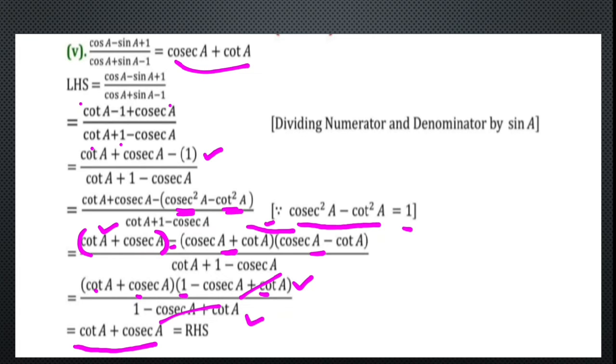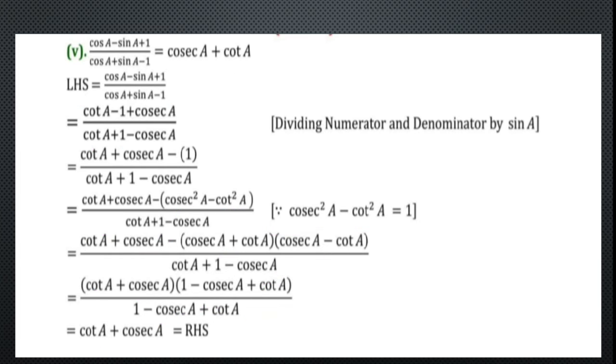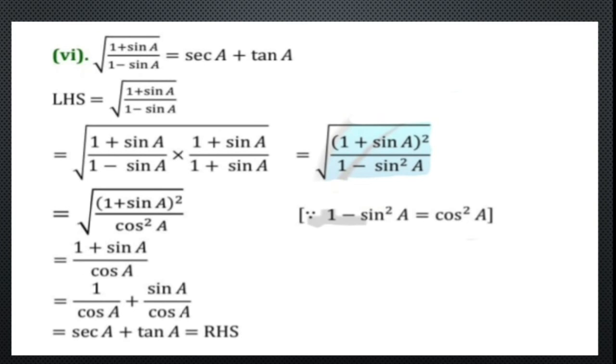In this way you have to solve question number 5. This one is a critical one. Now question number 6, you have to prove that this part is equal to this part. So let us start with the LHS part. Here you have to multiply both the denominator and numerator by 1 plus sin A. Now look at the denominator, it is 1 minus sin A into 1 plus sin A. So by using the A square minus B square formula, it will become 1 minus sin square A. And in the numerator both are the same term, so it will become 1 plus sin A whole square.